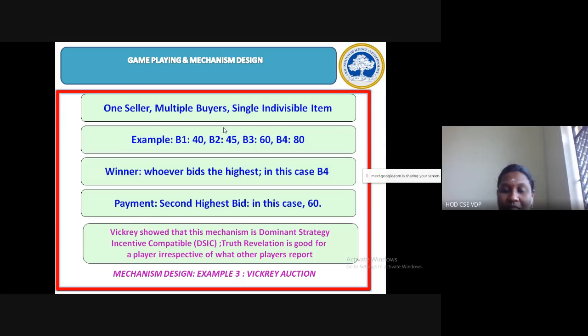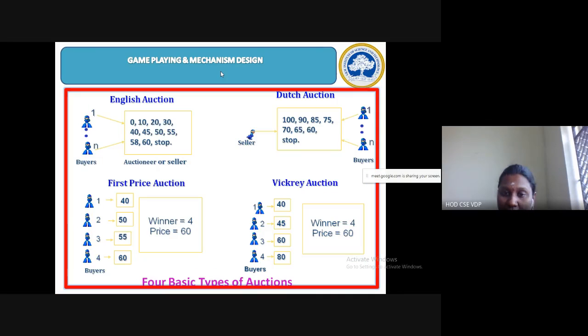We have also seen several other auctions, I don't remember whether it was last class or before that, which we call the English auction, the Dutch auction, the first price auction and the Vickrey auction. This is the most commonly used one. When I say English auction, what happens? You have multiple buyers sitting in one common place.